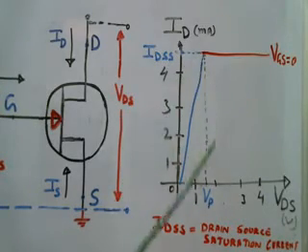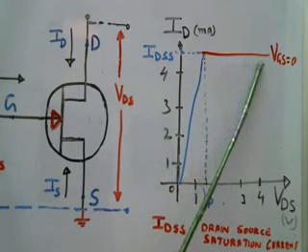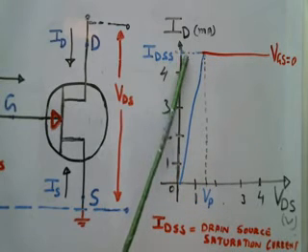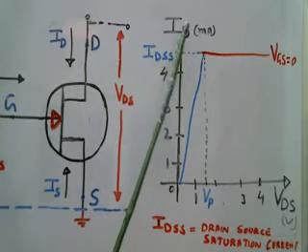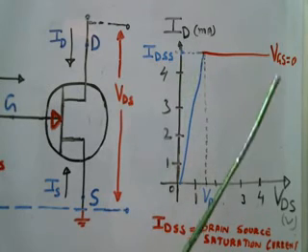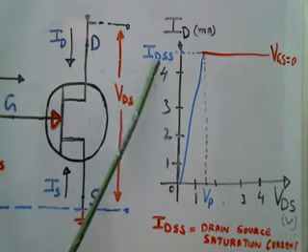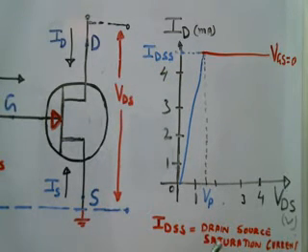After this pinch off voltage, even though VDS increases, ID remains constant. This particular value of drain current at VGS equal to 0 is called IDSS. IDSS stands for drain source saturation current. Very important definition. And the corresponding voltage is VP, the pinch off voltage. This definition we'll discuss in a later session.